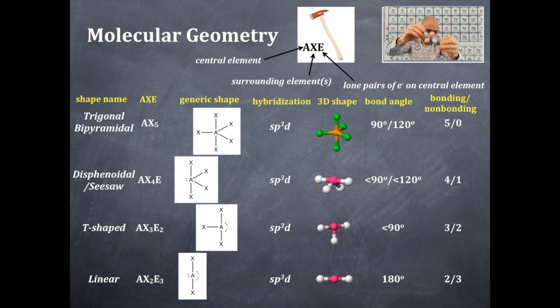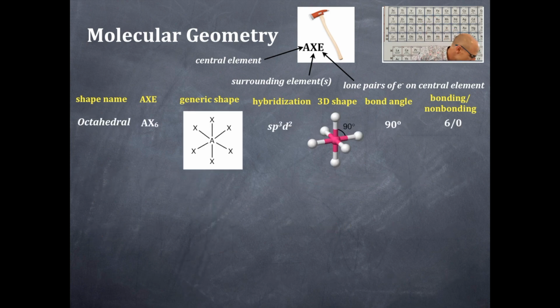Okay, so now I'm going to show you the polarities of the ones we already discussed. And these 2 in the middle, disphenoidal seesaw and T-shaped, are polar. The other ones still could be polar, depending on the outside elements. But most certainly, no matter what, based on the shape, disphenoidal seesaw and T-shape are polar. All right, let's do our last set here.